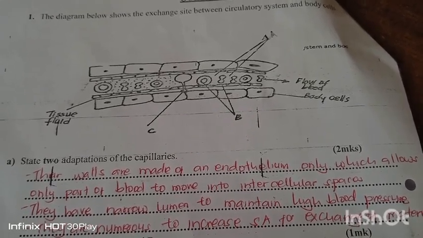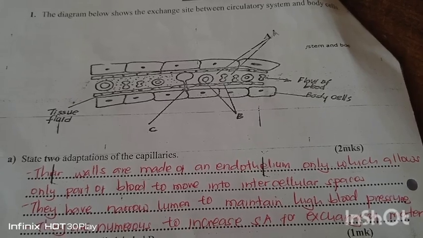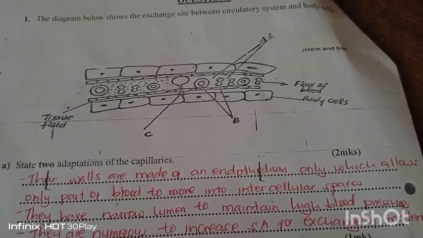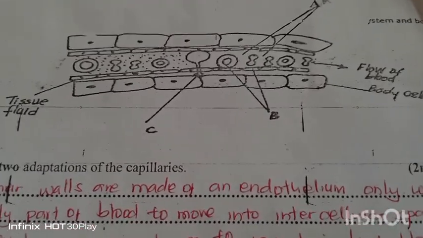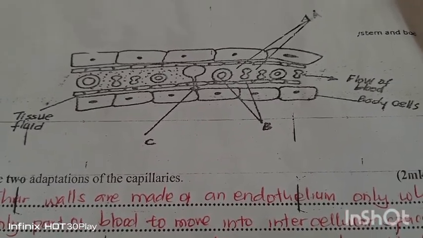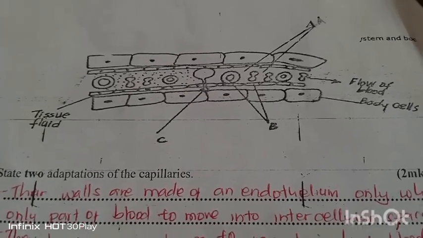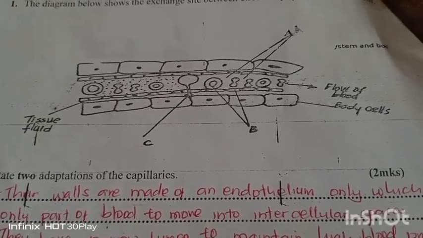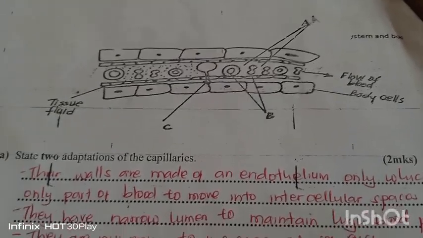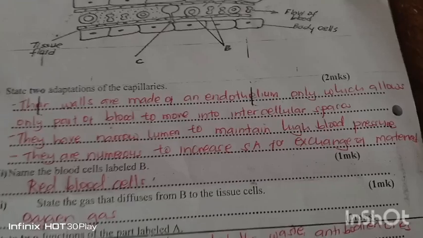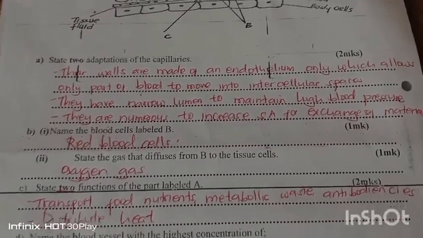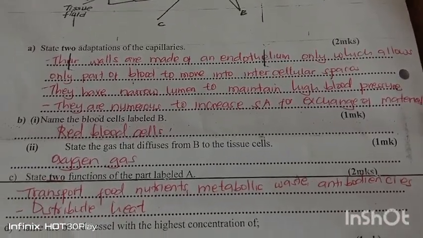So the first question: you are given the diagram below, which shows the gas exchange site between the circulatory system and the body cells. Here you have the gas exchange site, you have tissue fluid, A, C and then B, and that is the flow of blood, and then the body cells. Then you are asked to state two adaptations of the capillaries.